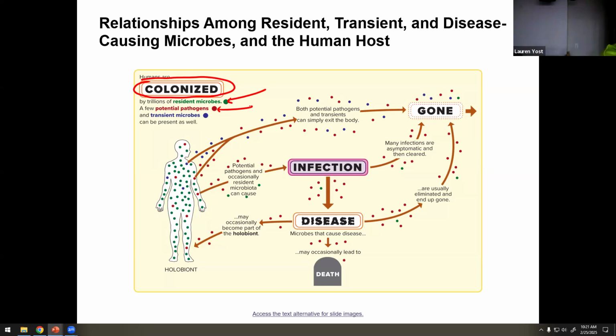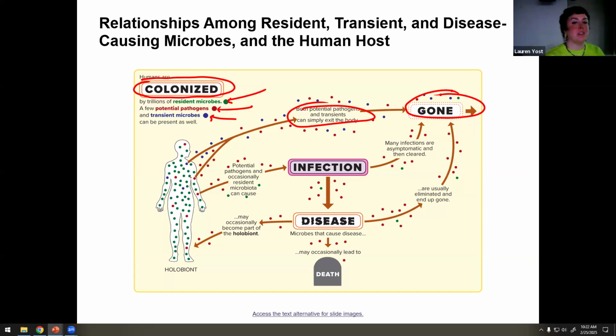We come into contact with plenty of transient microbes in our life that aren't going to cause disease. Either there's just not enough to cause infection, or your body's able to fight them off with your immune system. Typically, if you have a healthy immune system, your body can get rid of those transient microbes that could be potential pathogens pretty easily. So you have resident microbes, potential pathogens, and transient microbes that you come into contact with and your body can just exit, and there's no issue there, right? That would be great, then they're gone. So that's a possibility too.